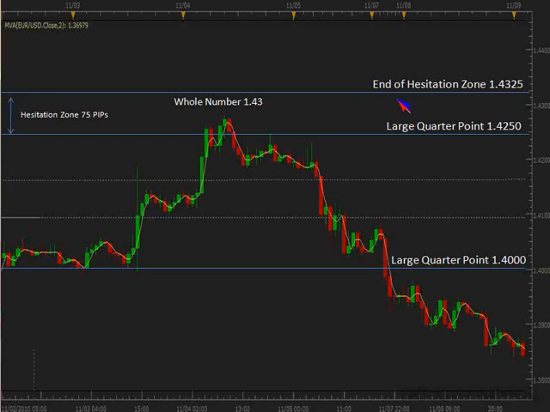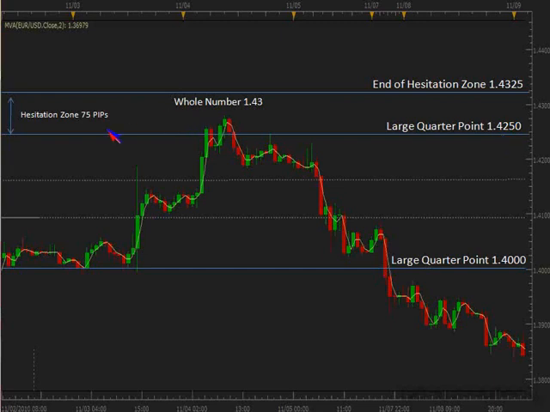But if you pick up the book also, that will give you a lot more details about the reasoning why the hesitation zone is 75 pips. Why is it not 25 pips? Why is it not 50 or 100 or 200 pips? Okay. The reason also why I decided to designate this hesitation zone is because of these whole numbers. In this particular quarter example, you can see how close the whole number at $1.43 is to the actual large quarter point at $1.4250. It is only 50 pips above it.